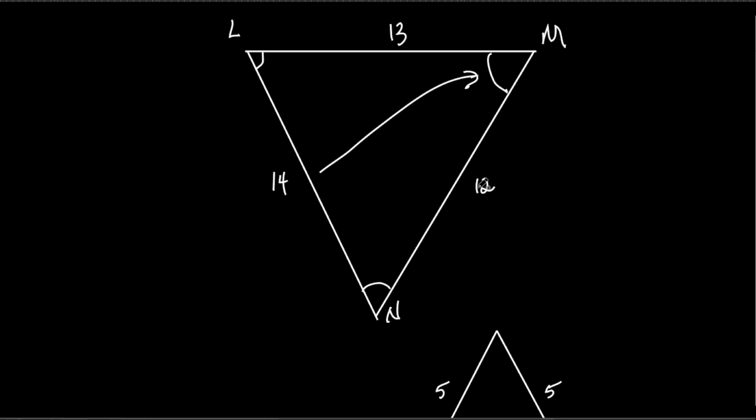This angle L is opposite the smallest side. So this angle is going to be the smallest angle out of all of them, okay? 13 is your middle side, okay? And so the angle opposite 13 is going to be your middle angle. Make sense? Okay, so it works both ways, though.